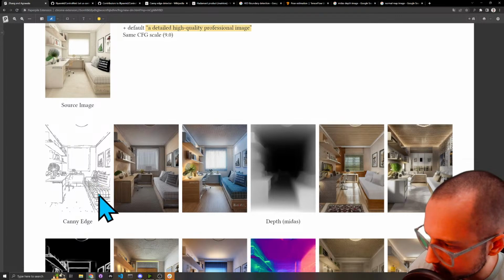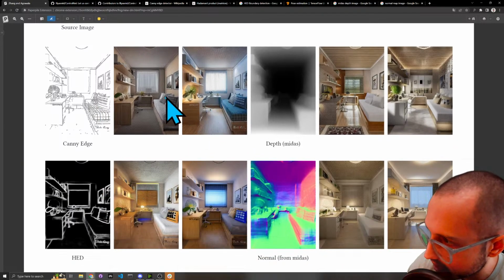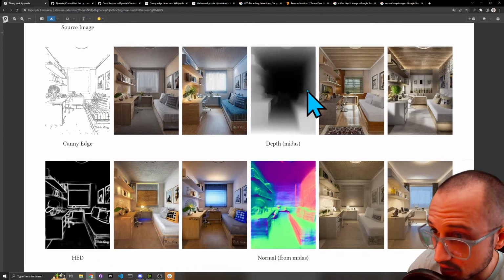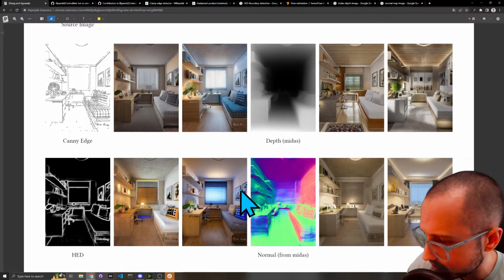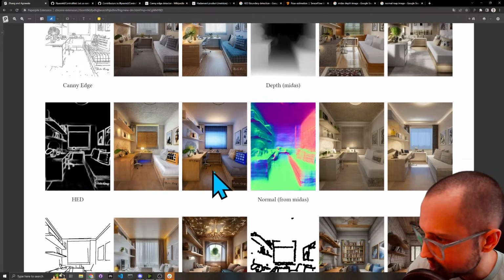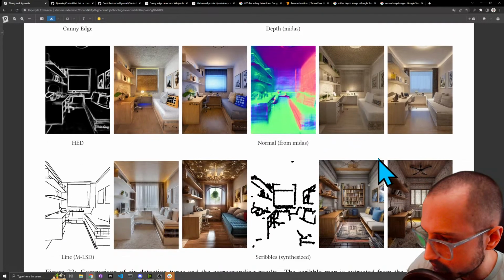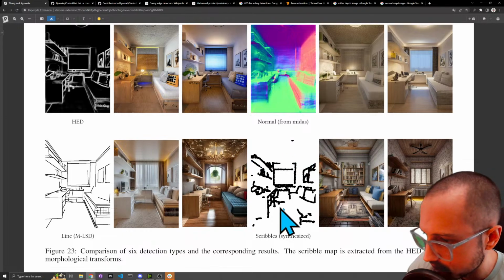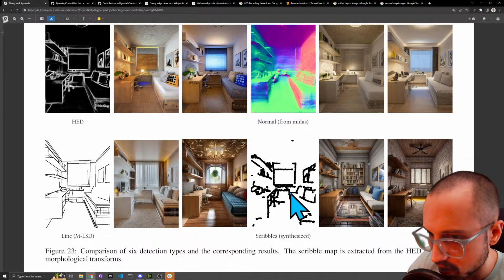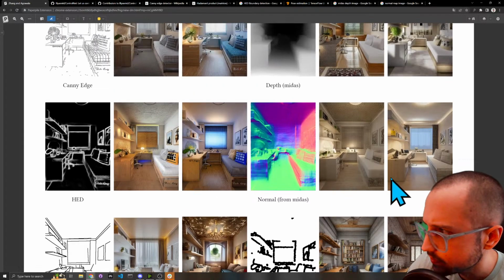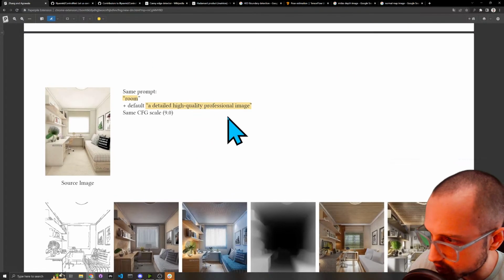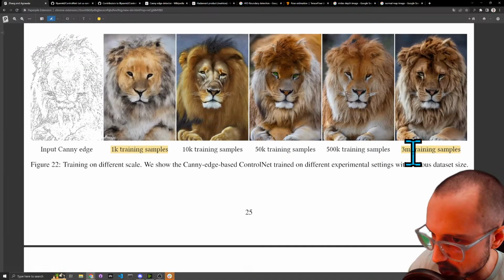I feel like the edge is the best here. Canny edge is just very good. Depth maybe gets a little bit. HED, normal, line, scribbles, these are all pretty good though. But I think Canny Edge is the best. And also part of the reason it's the best is I think it has the most training.